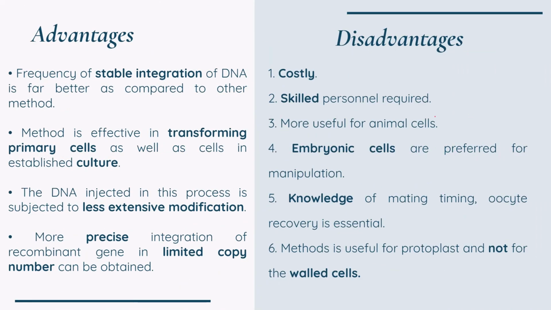Now advantages: the frequency of stable integration of DNA is far better as compared to other methods, and the method is effective in transforming primary cells as well as cells in established cultures. The DNA injected in this process is subjected to less extensive modification. We are taking the genetic material and injecting it. We are not modifying it in any way. So no modification occurs. Then more precise integration of recombinant gene in limited copy number can be obtained.